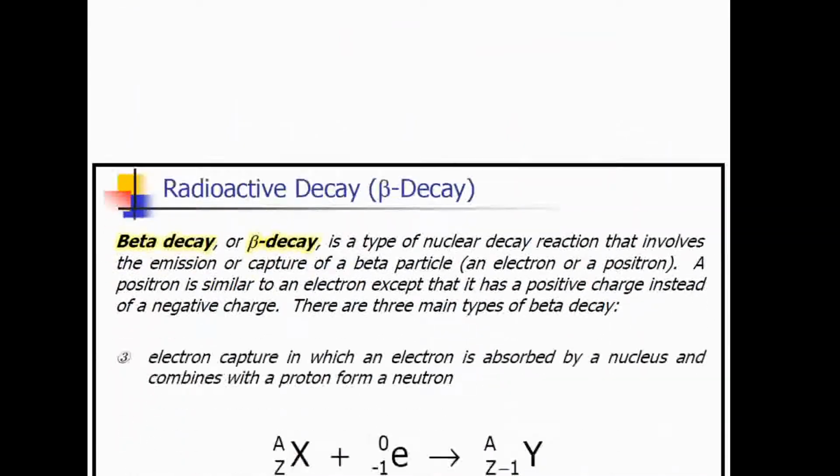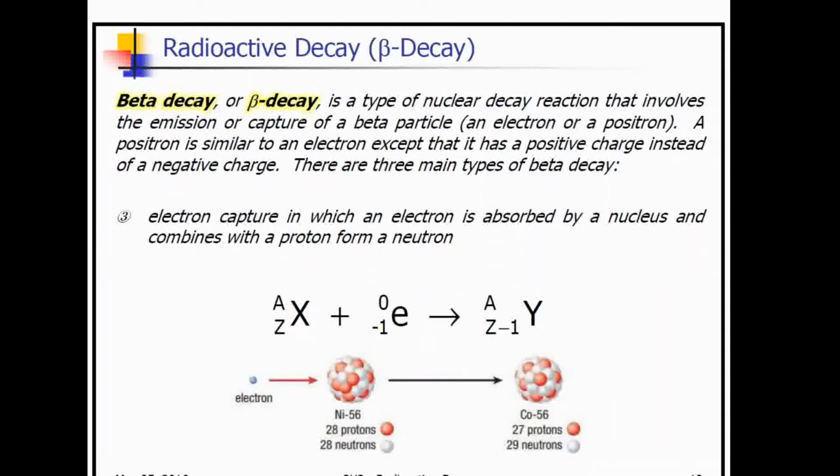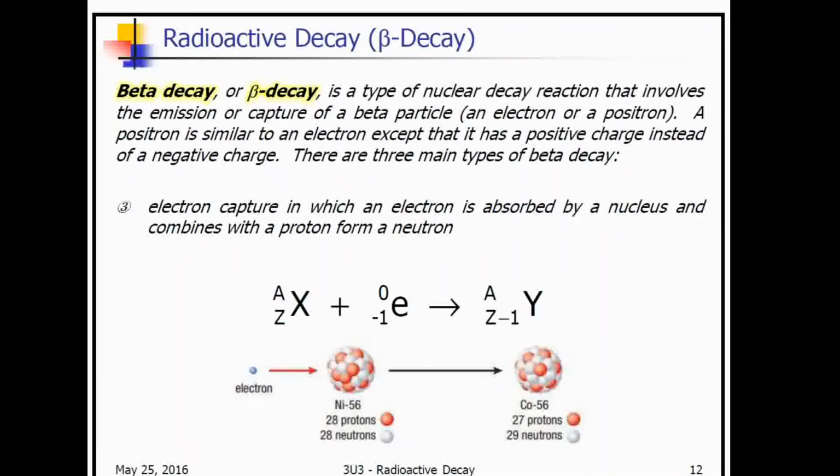And then lastly, we have electron capture. So this is another type of beta decay. This is when we have an electron being absorbed by a particle, and when that happens, it ends up decreasing the parent atom in number by 1. So the daughter atom is 1 to the left on the periodic table.